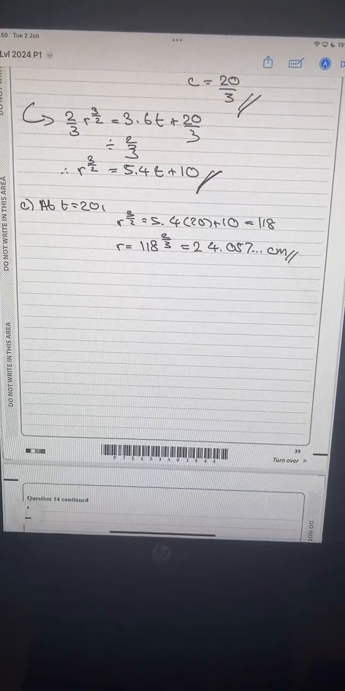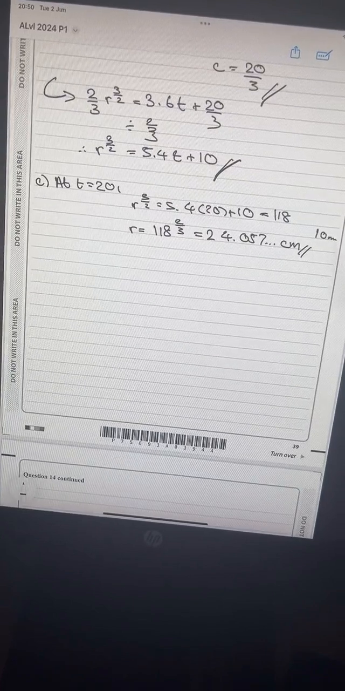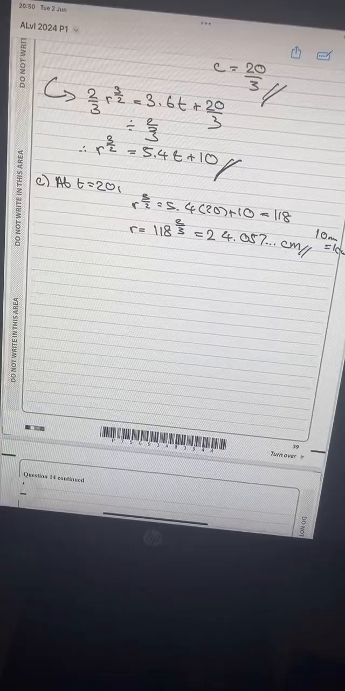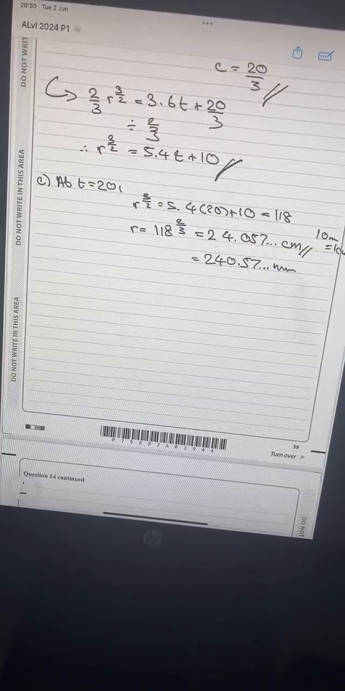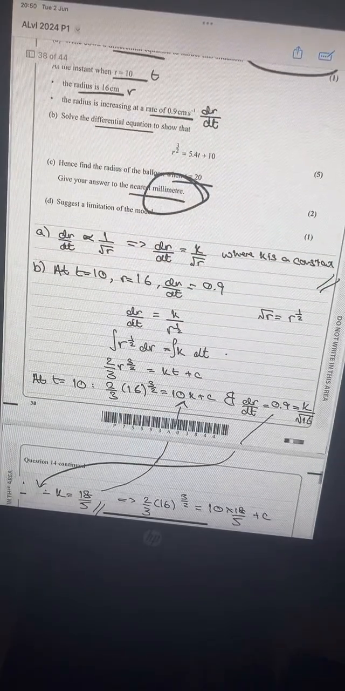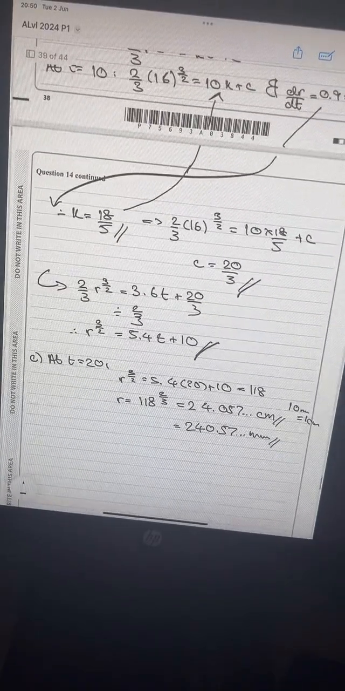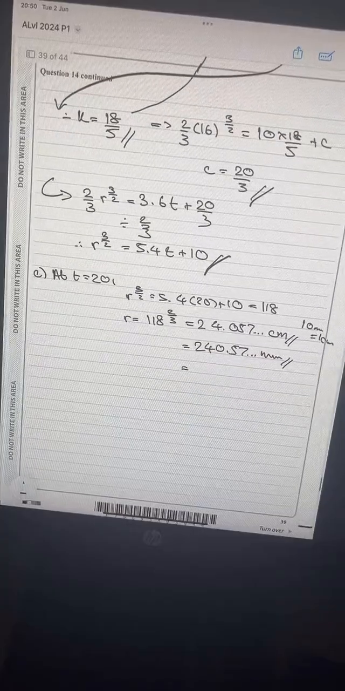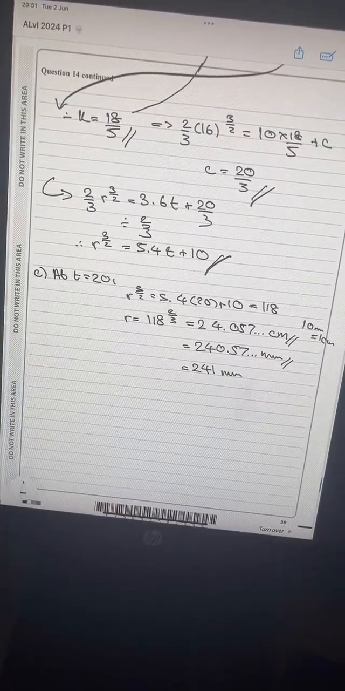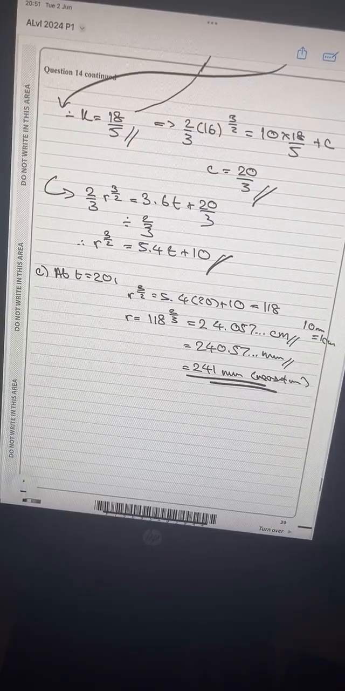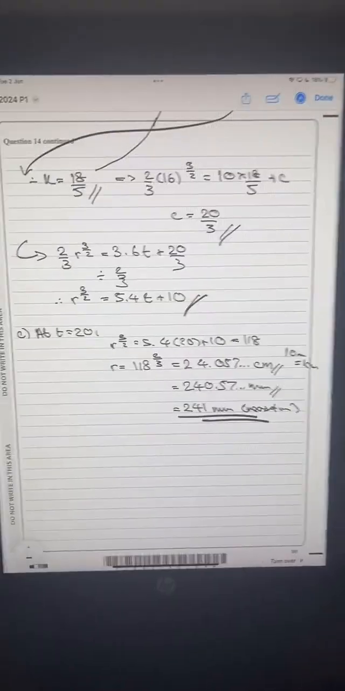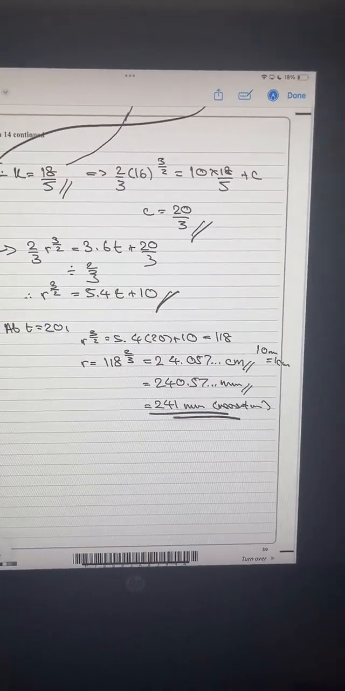They want it in millimeters. We know that 10 millimeters equals 1 centimeter. So to go from centimeters to millimeters, we multiply by 10. So that's equal to 240.57 blah blah blah millimeters. And what do they want it to? To the nearest millimeter. So we just have to round this. So looking at that, that rounds up to 241 millimeters. And that is the answer to part C. Hopefully that makes sense. I can see that this one is lopsided again.